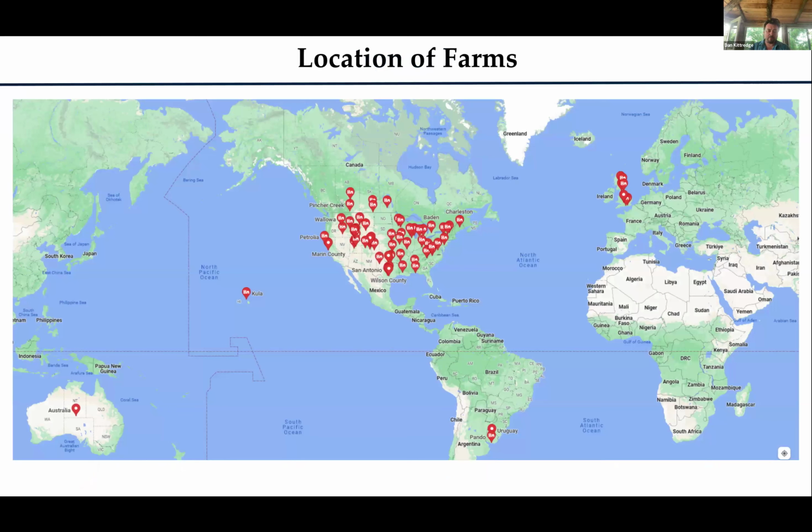You can see the geographic diversity of samples, primarily North America, but a broad diversity of climate regions. We have Europe, we have South America, we get more in Australia than you can see there. Keep going.